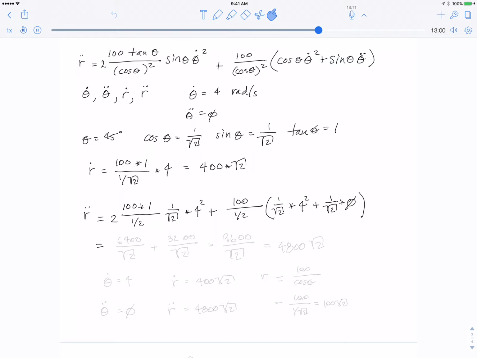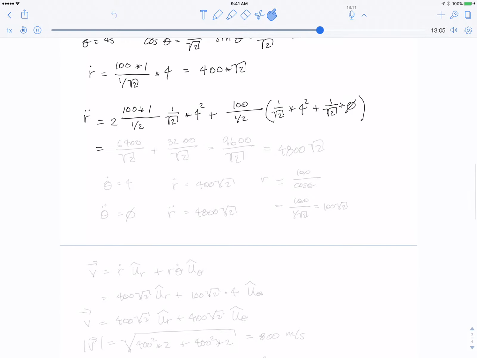Okay, so simplifying that, if I did the math right, I get 6,400 over square root of 2 plus 3,200 over the square root of 2, which is 9,600 over the square root of 2. And making that a proper fraction, getting the square root out of the denominator, that equals 4,800 times the square root of 2. So I haven't actually been looking at the solution in the book, but I think I better double check before I continue. So I'm going to double check that theta dot is 4, theta double dot is 0, r dot is 400 square root of 2, and r double dot is 4,800 square root of 2.